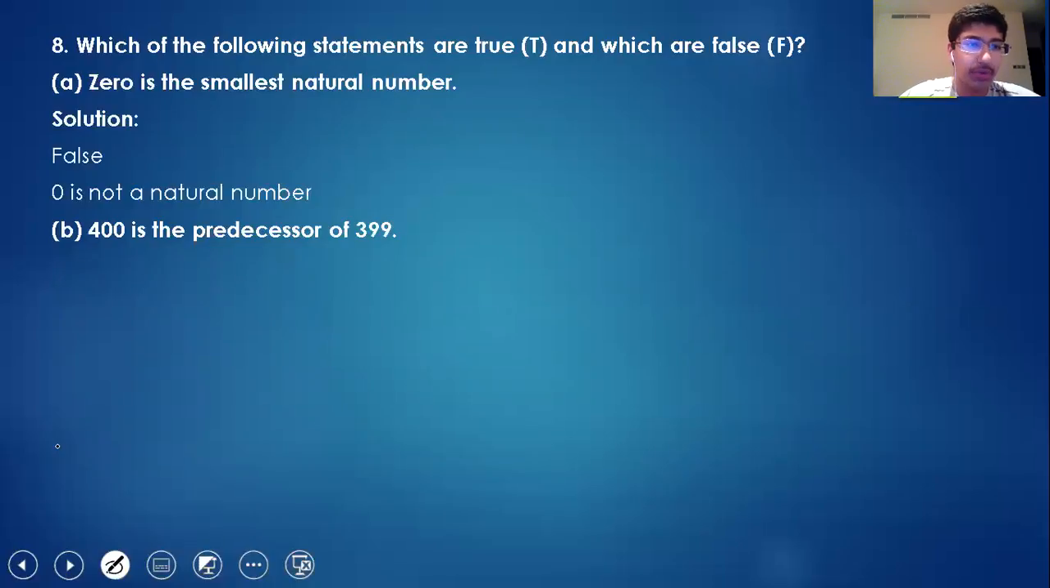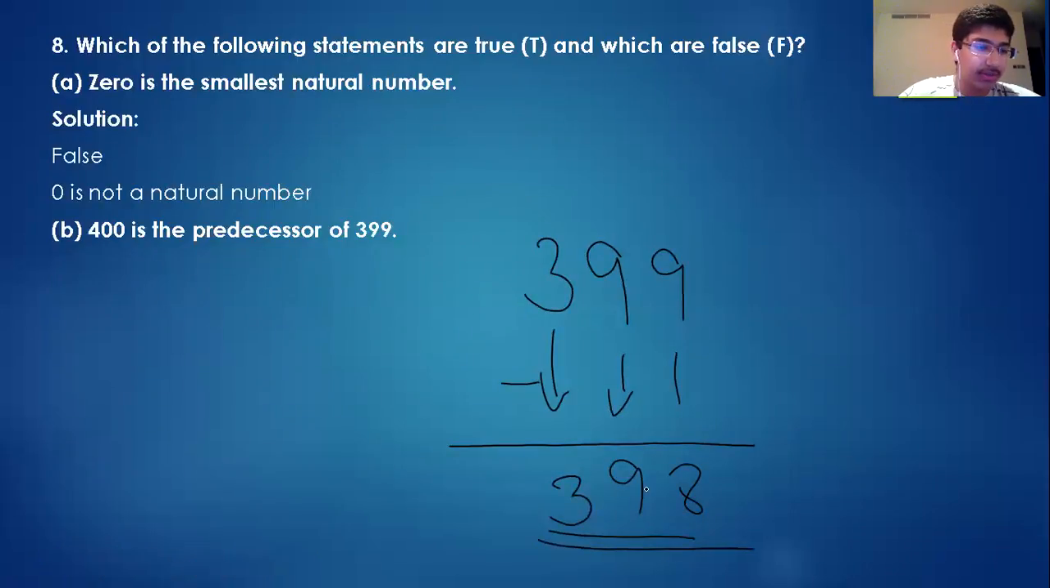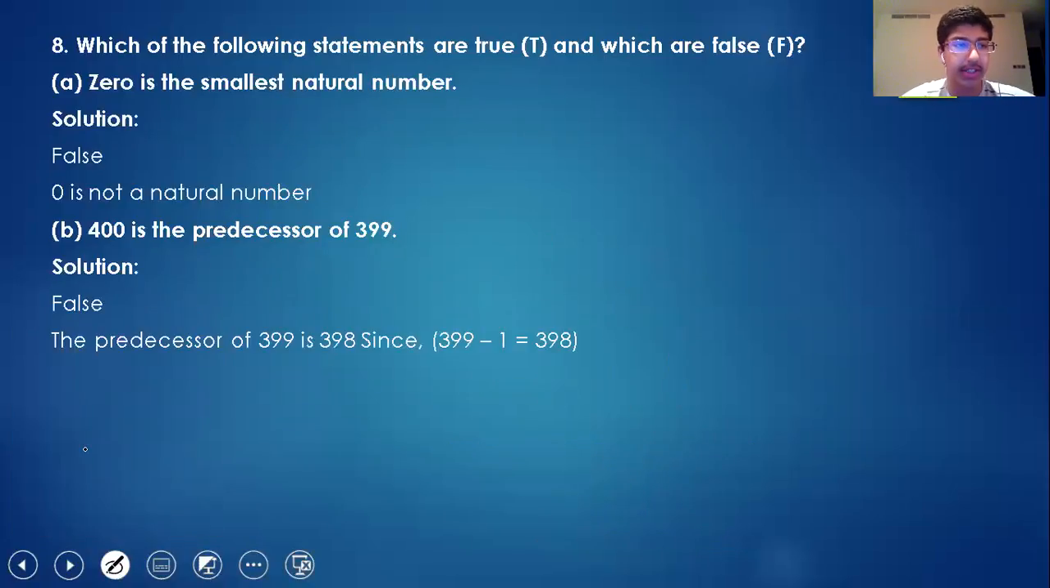B, 400 is a predecessor of 399. Predecessor means the number before, like how we learned in the previous video. So the predecessor of 399 is subtraction, minus 1, right? 9 minus 1 will be 8. 9 comes down as it is, 9. 3 comes down as it is, 3. The answer is 398. So this statement is false. 398 is a predecessor of 399 and not 400.